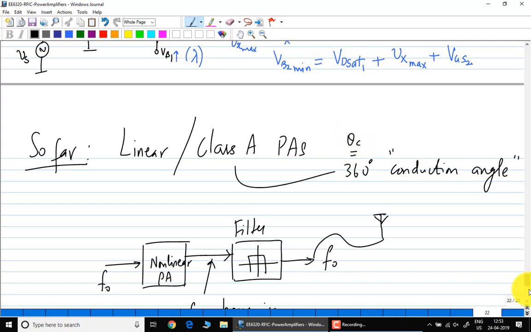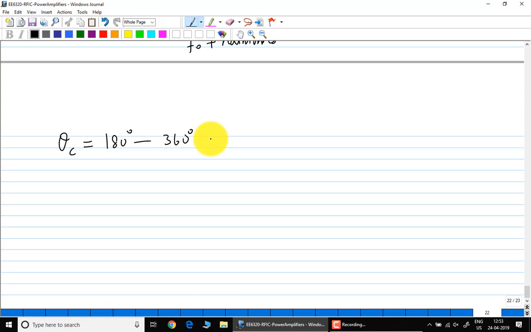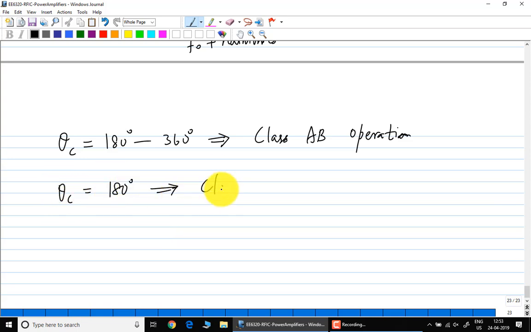Theta c is equal to 360 degrees. I'll call theta c the conduction angle. This is called class AB operation, primarily because if theta c was exactly equal to 180 degrees, this is called class B operation.